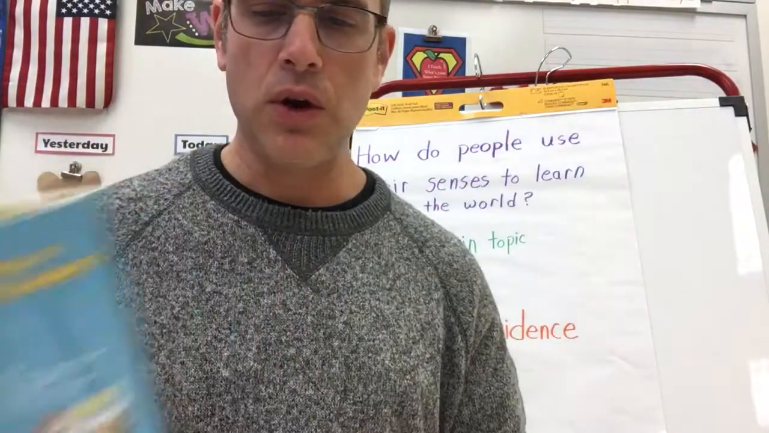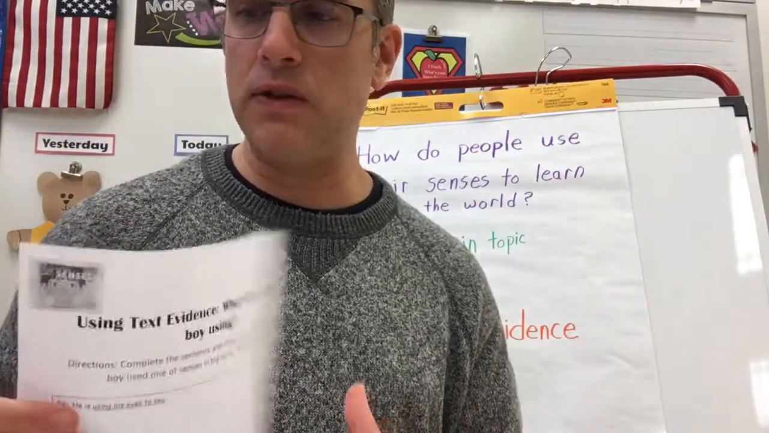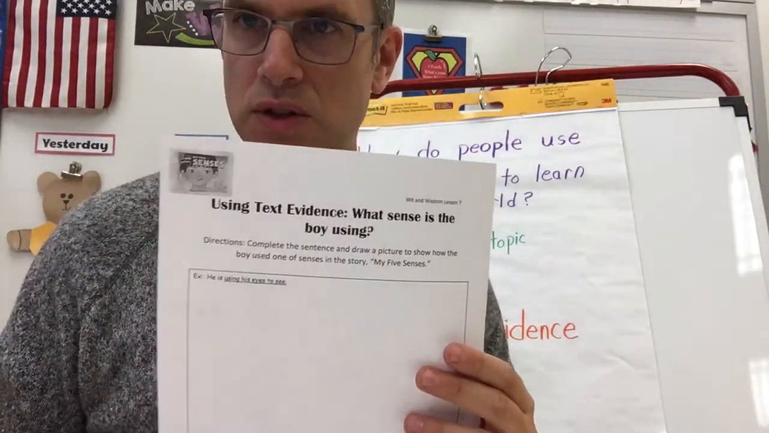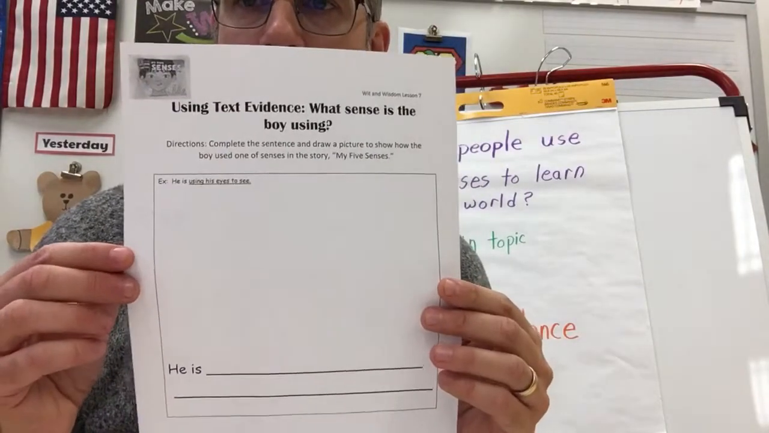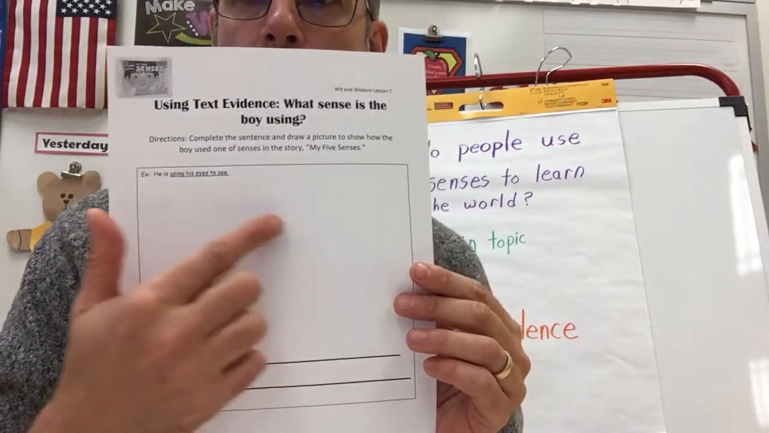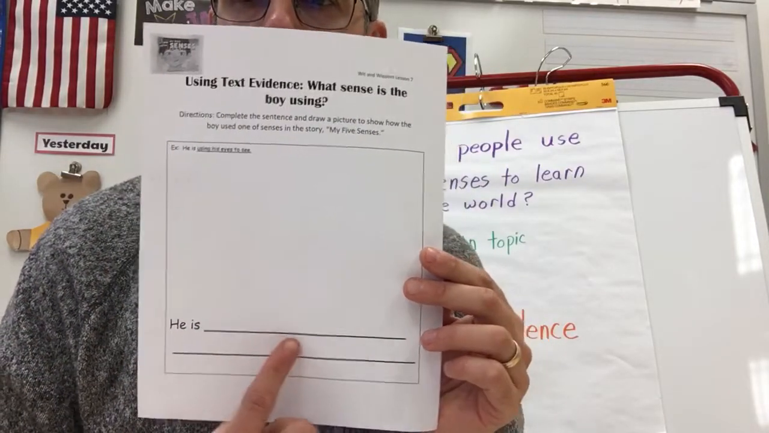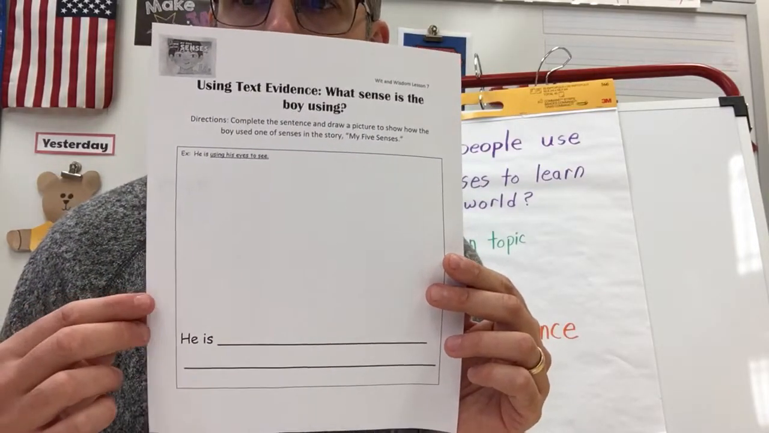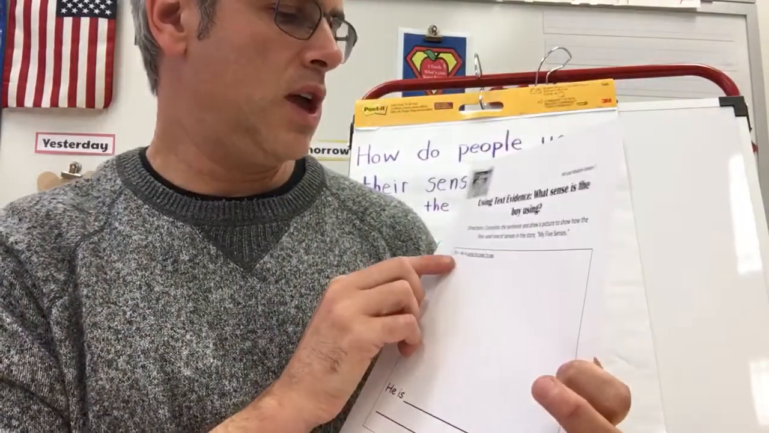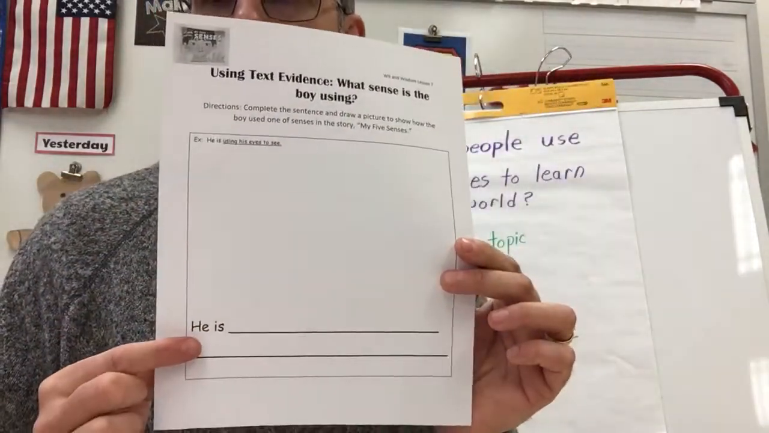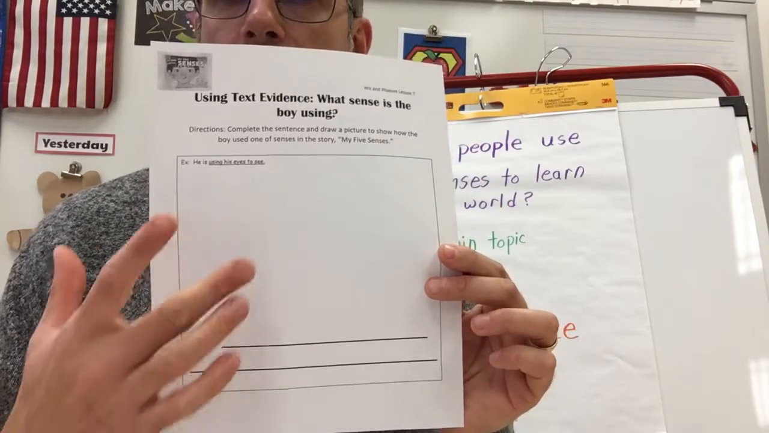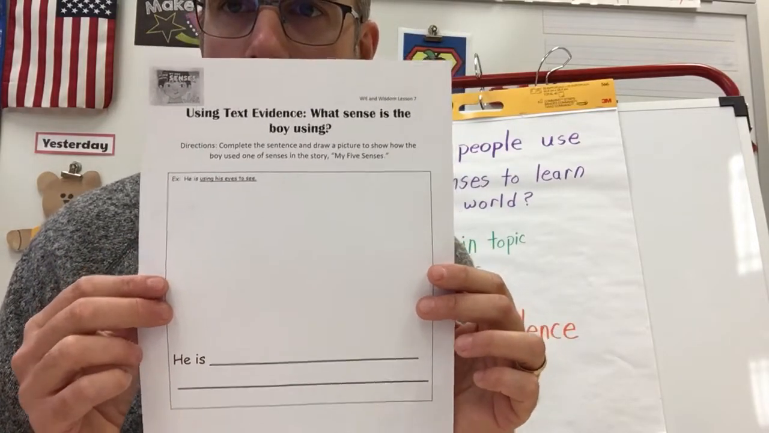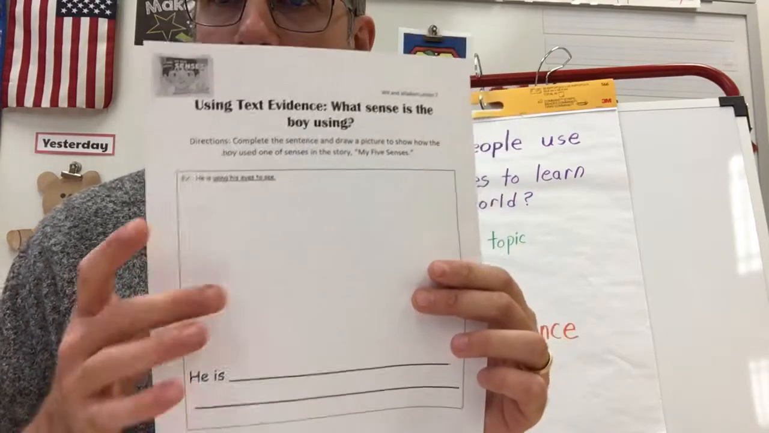So again, your assignment is to think about some of those pictures and the words on the page and the sentences that I read to you. That's called text evidence. And you're going to draw a picture from the book and complete the sentence for me. Okay? And my example is, he is using his eyes to see. Maybe you could write, he is using his nose to smell. You could draw a picture of him smelling the flower. All right? So, I can't wait to see what you come up with.